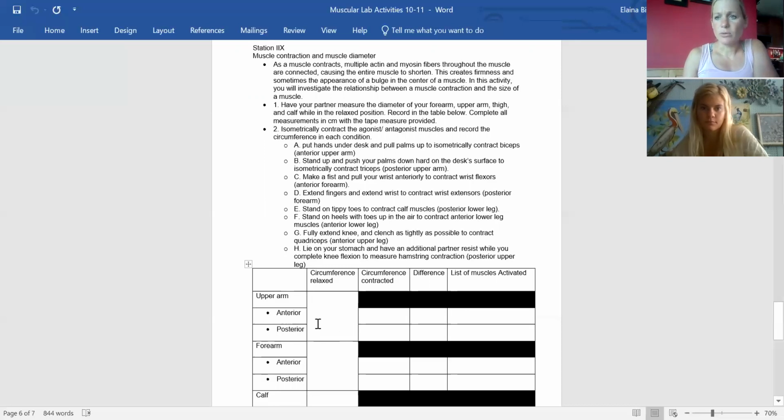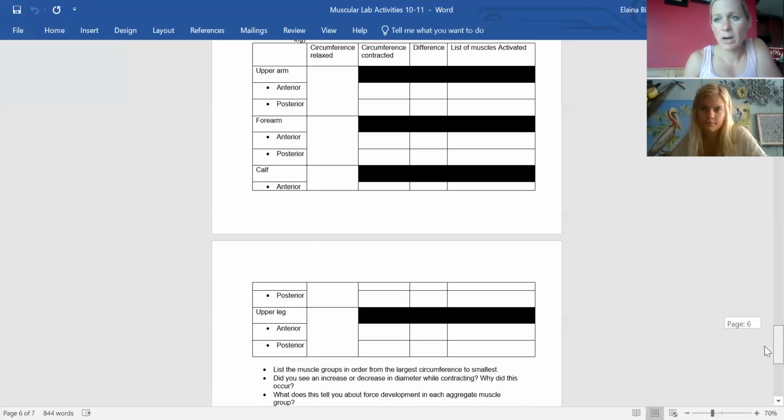So you'll do relaxed, and again, relaxed should be the same for the anterior and posterior, and then contracted. So like for upper arm anterior, how would I contract this? Like do something where I'm contracting the biceps, okay? So you'll measure the circumference there, and then look at the difference between the two, and then know the muscles listed, what muscles are activated when I contract the anterior portion of my upper arm.